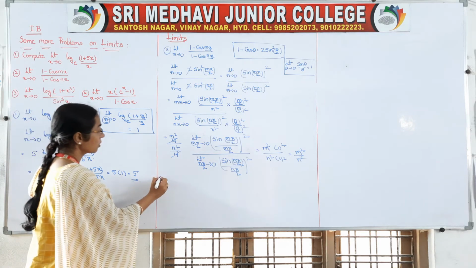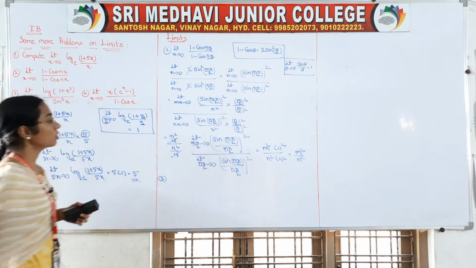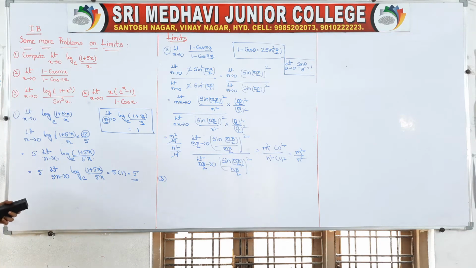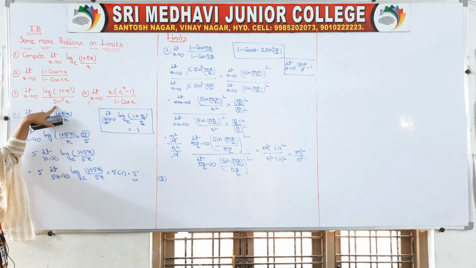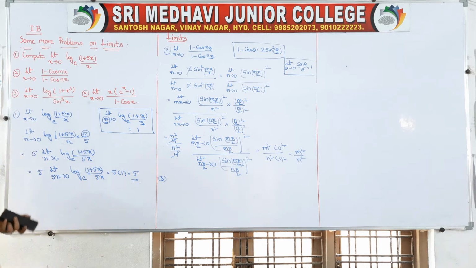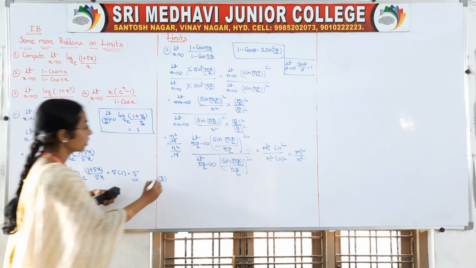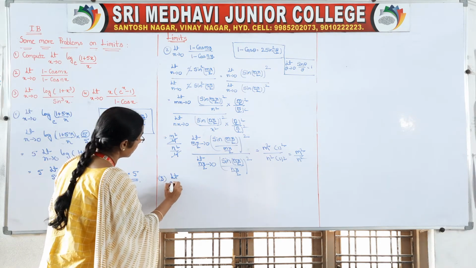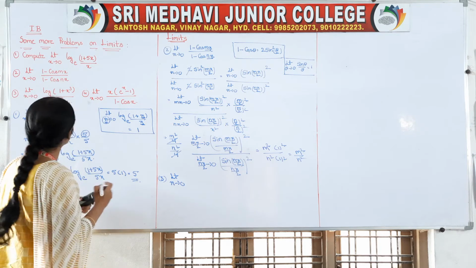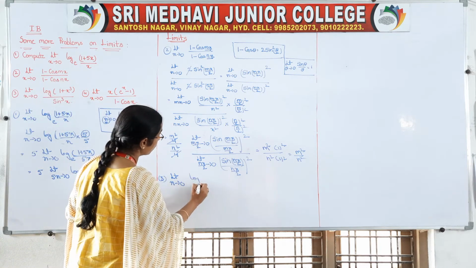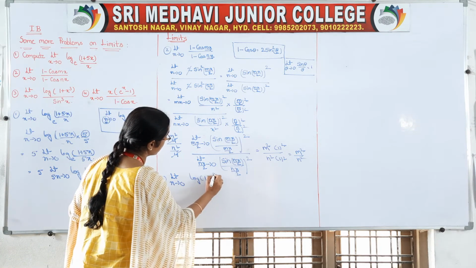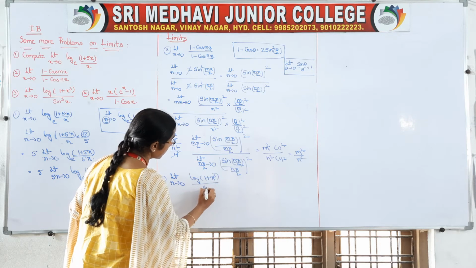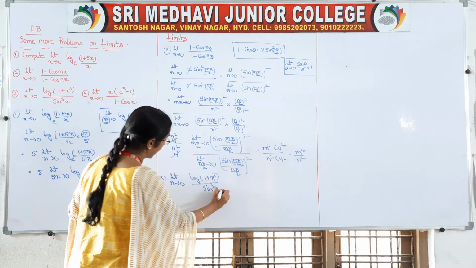Okay, now come to your third question. What is your third question? Observe carefully. Limit x tends to 0, log of 1 plus x cube by sine cube x is there. So limit x tends to 0, log of 1 plus x cube by sine cube x.